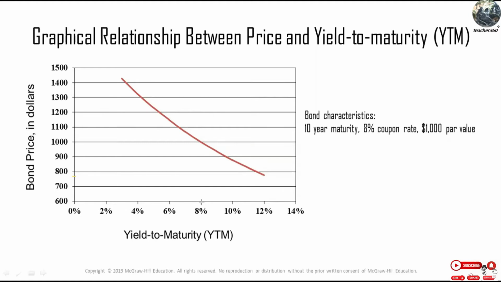When coupon rate is 8% and yield to maturity is 8%, then your bond value is 1000. So that means when YTM and coupon rate are the same, then your par value and bond price are also the same. We can also see that when YTM is 4%, in that case your bond price is almost 1300. That means when your YTM is less than the coupon rate, then bond price is higher than par value.